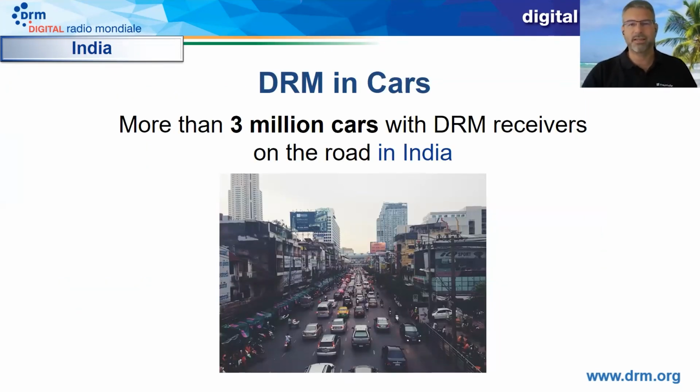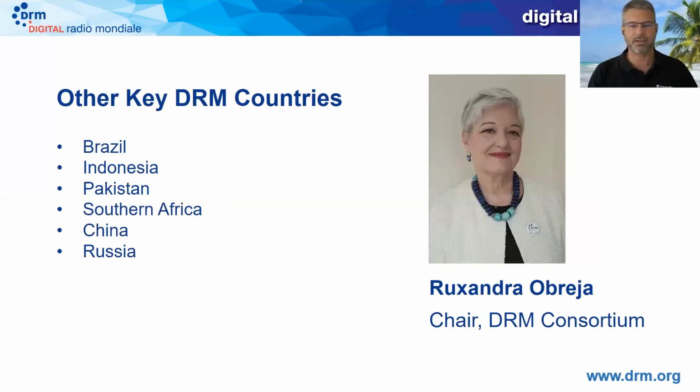Also on the receiver side, there's great news from India. More than 3 million cars are now on the road in India with DRM built in as a native feature. People don't have to pay anything extra. DRM comes as a default feature of the radio sets in those cars.